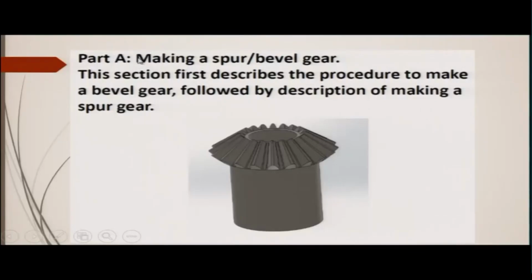If you see here, this is making a spur or a bevel gear. This section first describes the procedure to make a bevel gear, followed by the description of making a spur gear. You can see the three dimensional or pictorial view of a bevel gear. This bevel gear has to be fabricated in the milling machine and the turning machine together. So, let us see the steps.